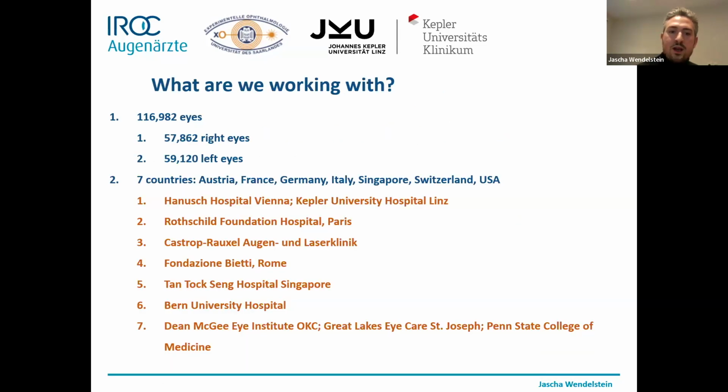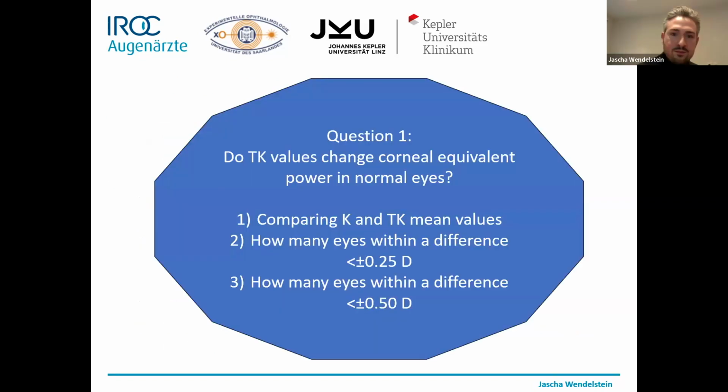Basically, what we did is we combined the data sets of several centers in Europe, Asia, and the United States. We were able to collect 116,982 eyes, quite a large amount. The first question we had was, do TK values change the corneal equivalent power in normal eyes? We did three things. We compared K and TK mean values in the data set. We looked at how many eyes had a difference of 0.25 diopters, and we looked at the percentage of eyes within a difference of 0.5 diopters between K and TK values.